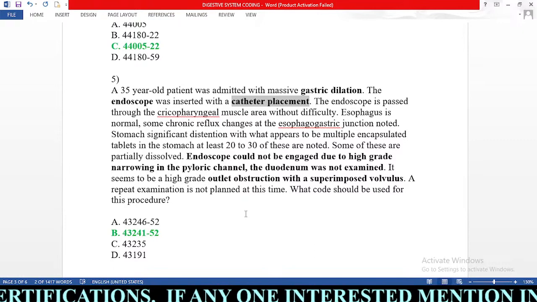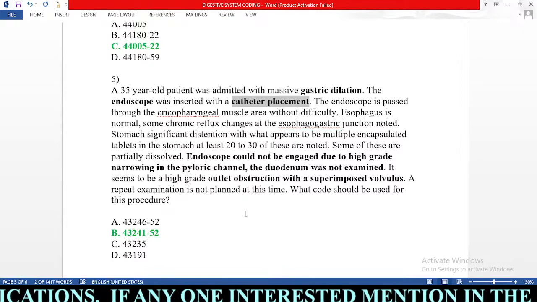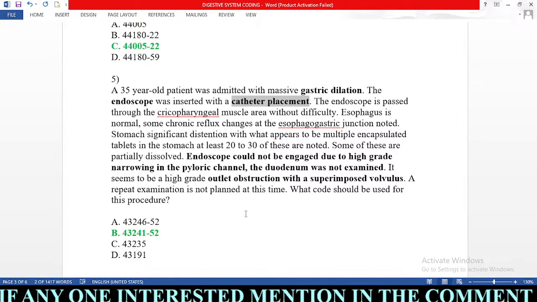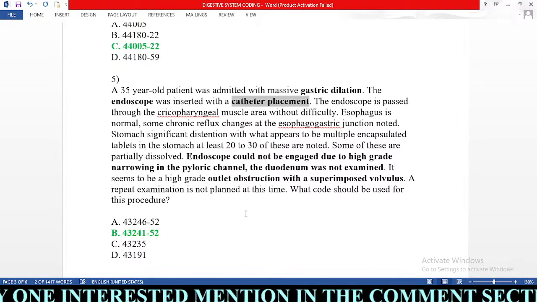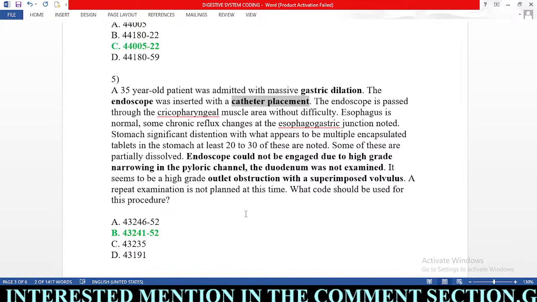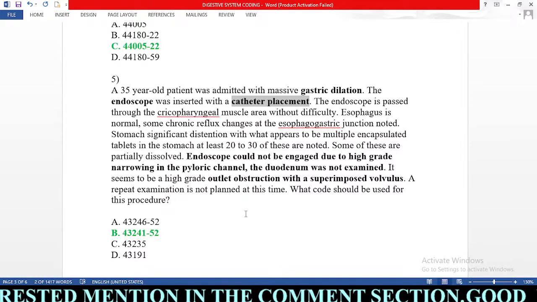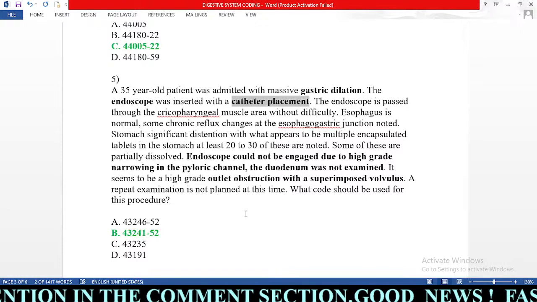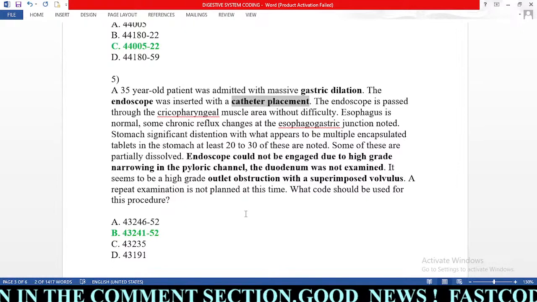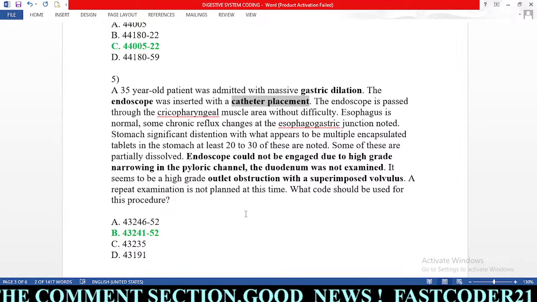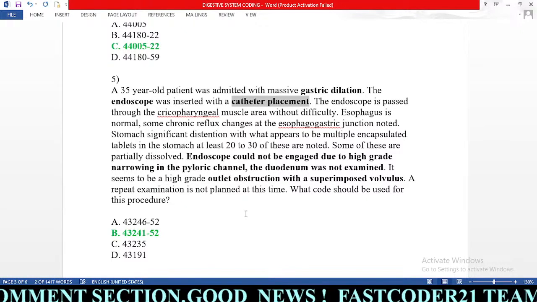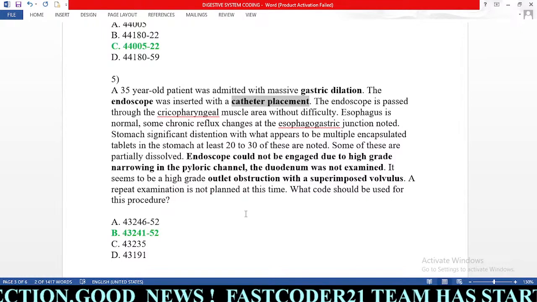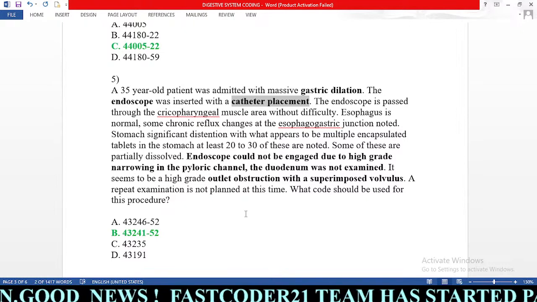So if the physician performs gastrostomy, they will mention in the document, I have performed gastrostomy tube, like gastrostomy placement or creation of gastrostomy. It is like an artificial opening. Yeah, gastrostomy tube is for feeding purpose only. Yeah, correct. Yeah, you are correct, Sarika.